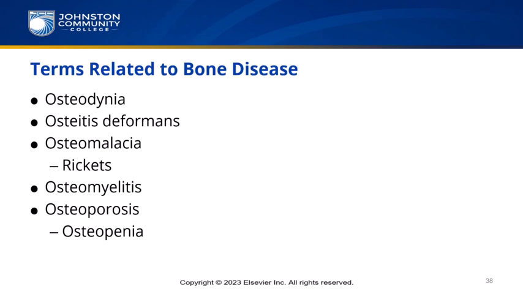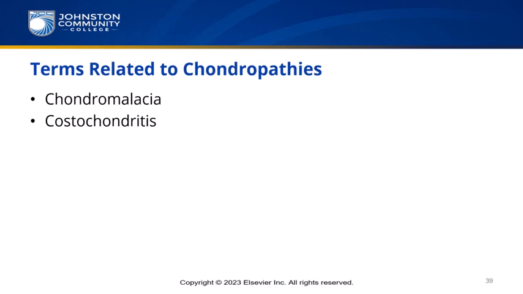Poro means passages, or as you can kind of imagine, pores, right? Which results in the bone being fragile and at risk for fractures. A lesser condition is osteopenia. Penia is our suffix for deficiency, where there is a loss of bone mass, but it is not as severe as osteoporosis.